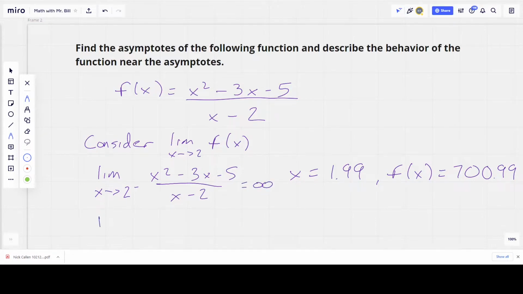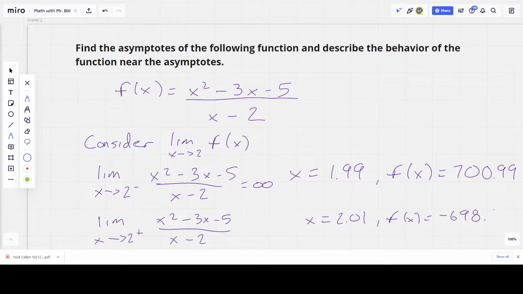On the other side, we're going to take the limit as x approaches 2 from the right. We can just take a number to the right of 2, like 2.01, and evaluate the function at 2.01. This ends up being negative 698.99, which tells us that the limit as x approaches 2 from the right is negative infinity.